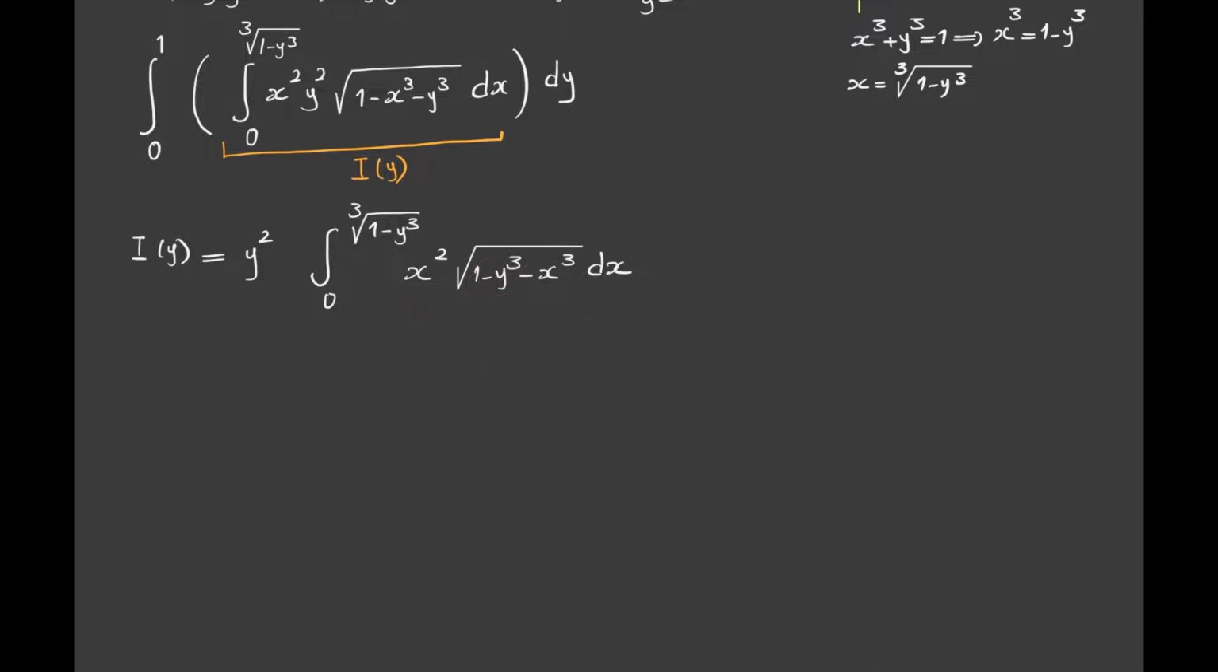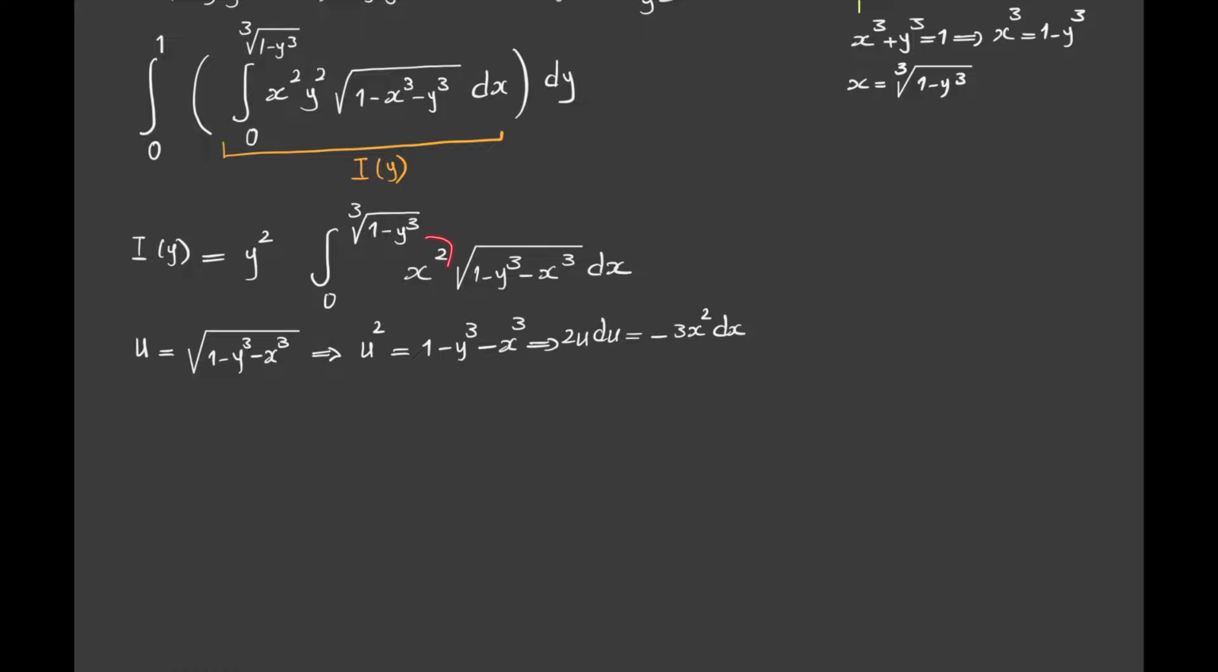Okay? So I will do the same thing. Let u, for example, be equal to the square root of 1 minus y cubed minus x cubed. For simplicity, I will square both sides and then differentiate. So I square both sides, I get this, and then I differentiate. The left hand side becomes 2u du. The right hand side, the derivative of 1 is 0. The derivative of y is also 0 because my differentiation is with respect to x. The other term becomes minus 3x squared dx.